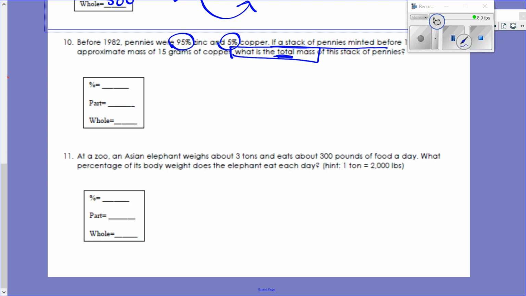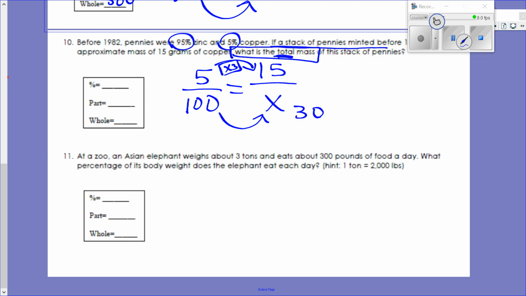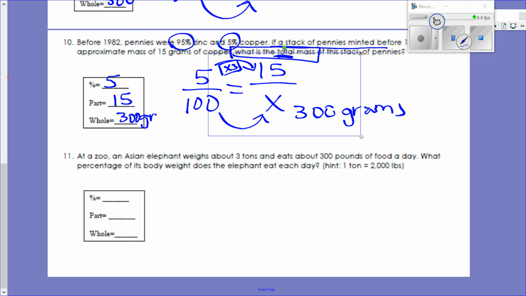Yes, copper. She's right, because we're looking at 15 grams of copper. So I'm going to put 5 over 100. Now, is 15 my part or my whole? My part, because my question is, what is the total? We don't know the whole. How did I go from 5 to 15? This one's pretty simple. Times 3. 100 times 3 is what? 300 grams. Good. So my percent was 5, my part was 15, and my whole was 300 grams.